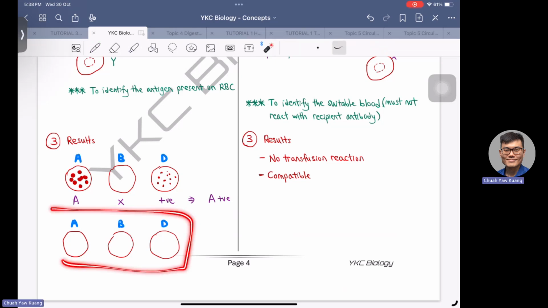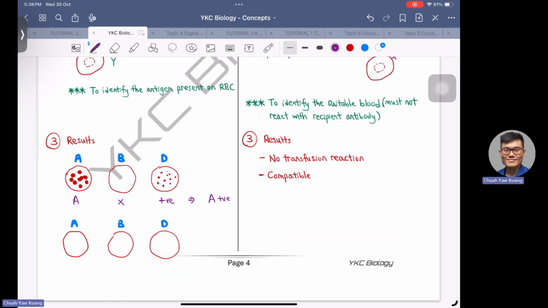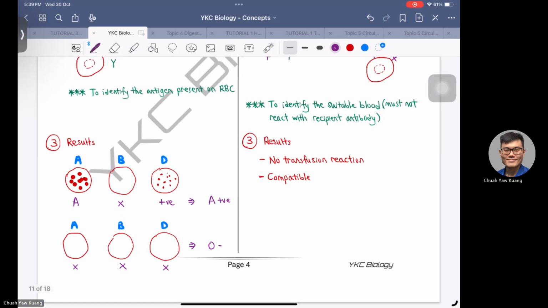For the next one, if it is showing all negative results, it means there's no A antigen, no B antigen, and no D antigen. So this means this is the O blood group, because it doesn't have any A or B antigen. And this would be a negative blood because it doesn't contain any D antigen. So this is O negative blood.